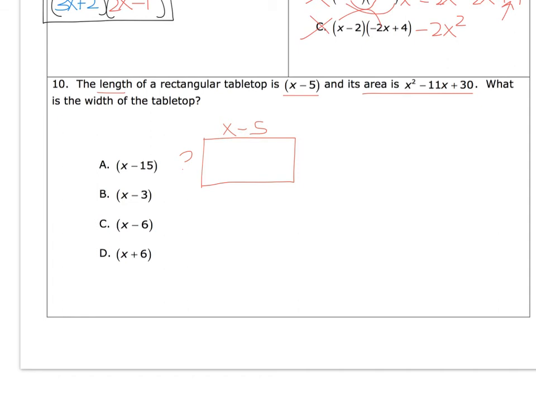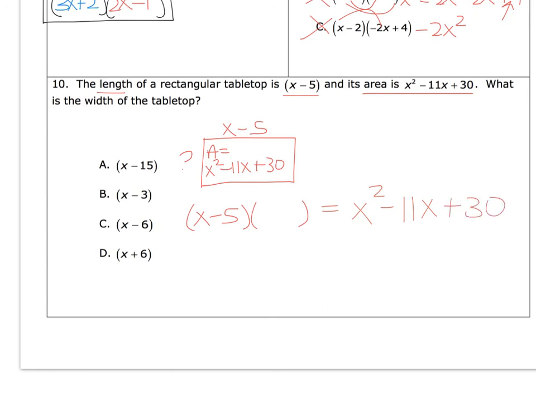But I know that my area inside is x squared minus 11x plus 30. All right? We're going to do kind of a roundabout way here of solving this thing. We know that length times width is area. So x minus 5 times something, right? One of these answer choices is going to give me the x squared minus 11x plus 30.